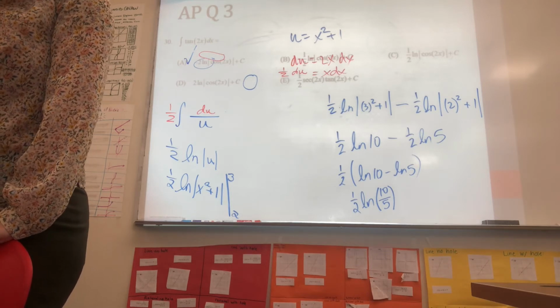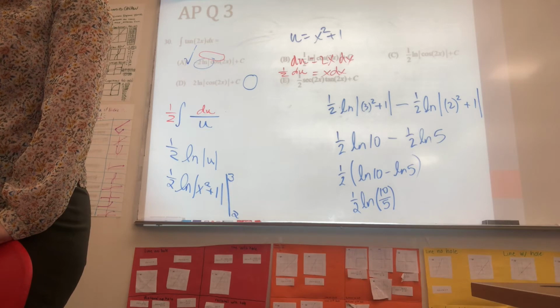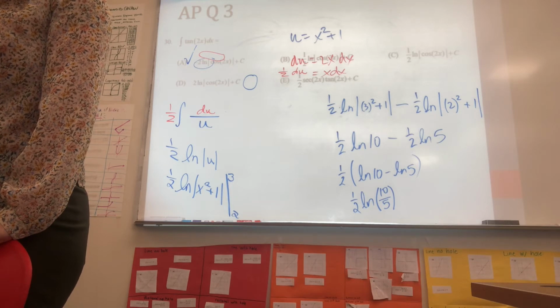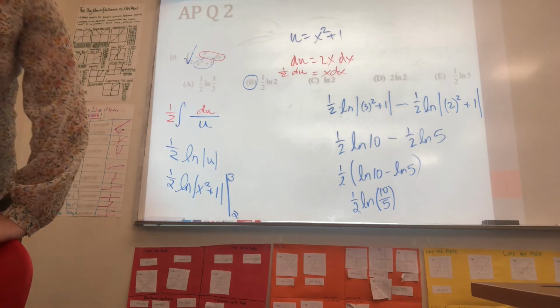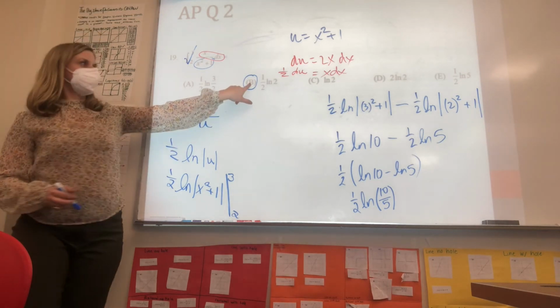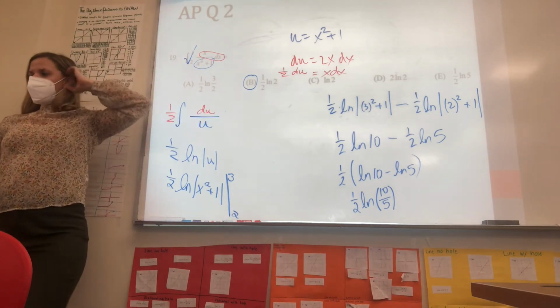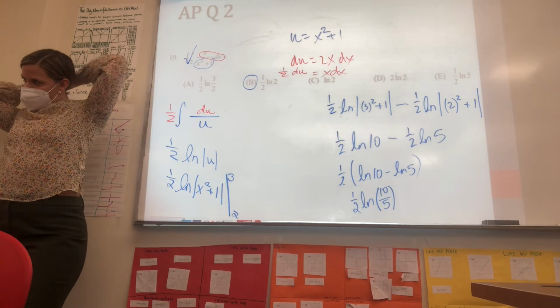Wait, so which one is the answer? Oh wait, so it's 1/2 ln of 5? No, it's 10 over 5. This is part of it. Oh, so 1/2 ln of 2. Yes. Do not make it that far yet.